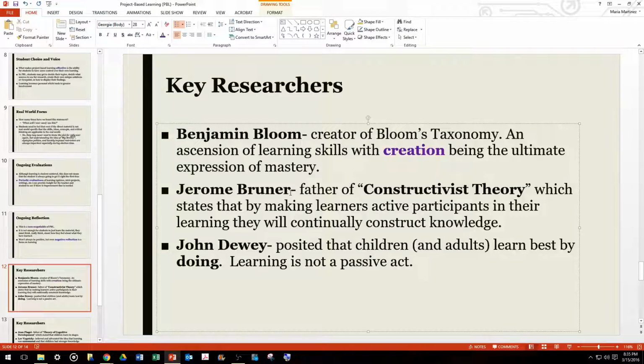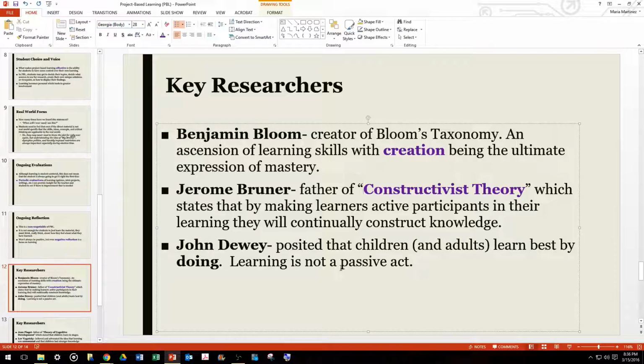Then we have Jerome Bruner, who is the father of constructivist theory. Now, I always like to think about Bruner being the father of constructivist theory because I always think of Bruner's Bridge. Don't ask me why, but that's the first thing I think of, like the Brooklyn Bridge, Bruner's Bridge. And so when I think of a bridge, I think of this idea of constructing a bridge. Jerome Bruner basically said that by making learners active in the acquisition of knowledge, they are constructing their own knowledge, which is at the heart of project-based learning, this idea that we, of course, have active learners, and so they are constructing their own knowledge as they go.